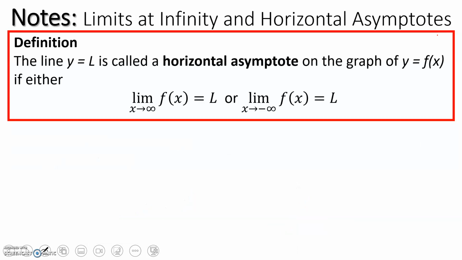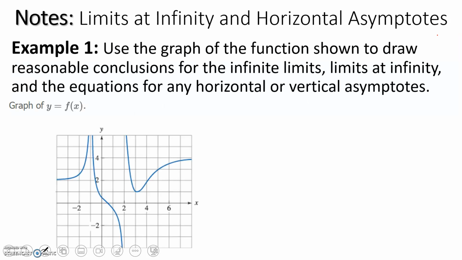All right, the line y equals L is called a horizontal asymptote on the graph of y equals f of x if either the limit of f of x as x approaches infinity is L or the limit of f of x as x approaches negative infinity is L. Example 1. Use the graph of the function shown to draw reasonable conclusions for the infinite limits, limits at infinity, and the equations for any horizontal or vertical asymptotes.